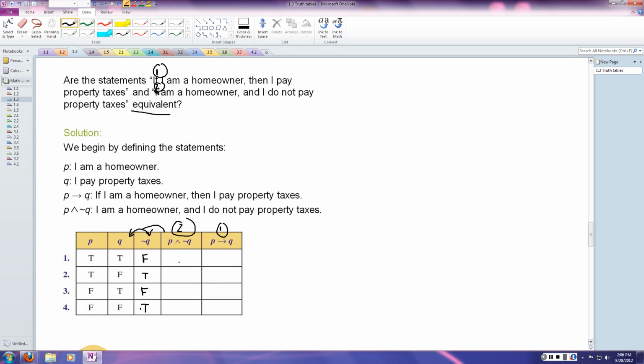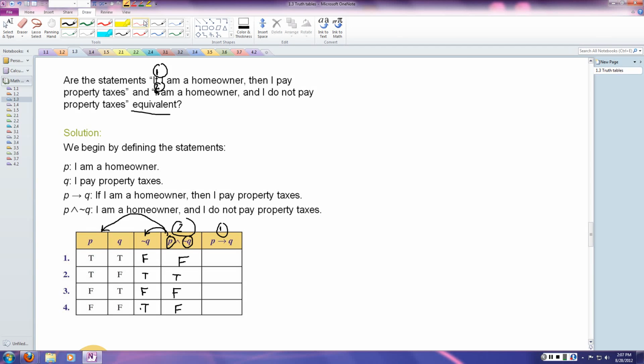I'm going to go back to, and it's very important that you use the right column. So P and not Q. So this column P and this column not Q. I'm using them with the word and, so they both have to be true for it to be true. True, false, so this is false. True, true, so this is true. False, false is false. And false, true would be false.